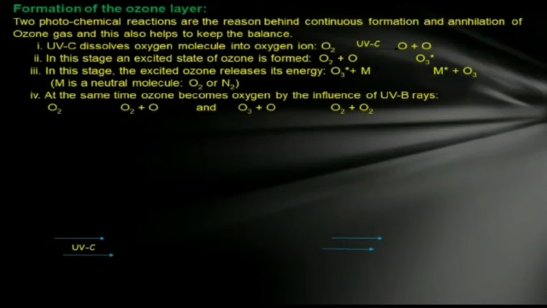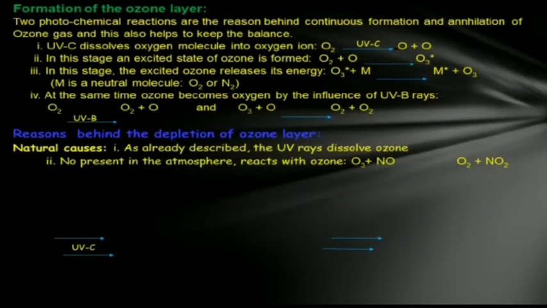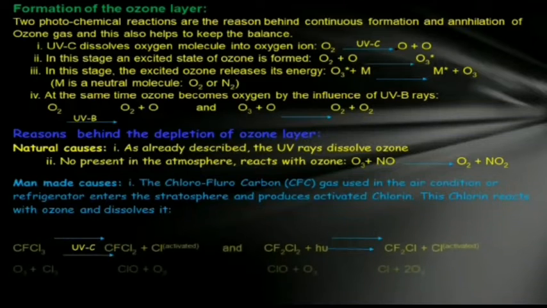Now let's discuss the formation of the ozone layer. 2 photochemical reactions are the reason behind the continuous formation and the annihilation of the ozone gas, and this also helps to keep the balance.